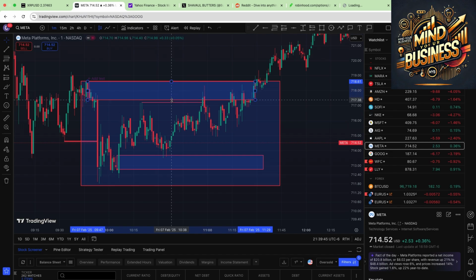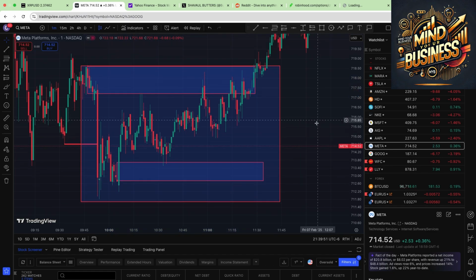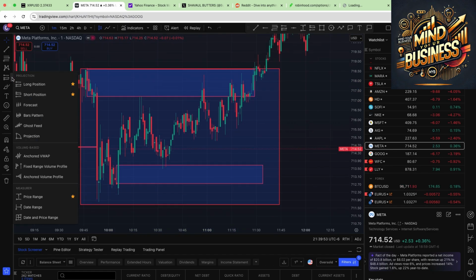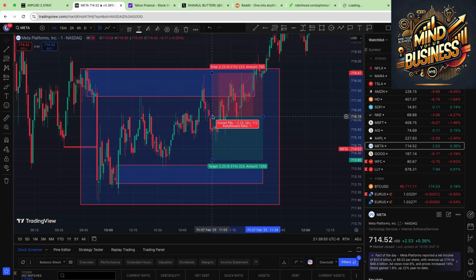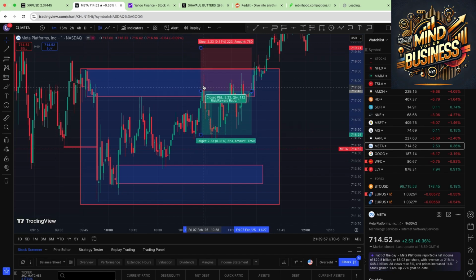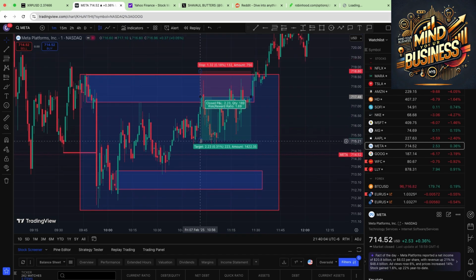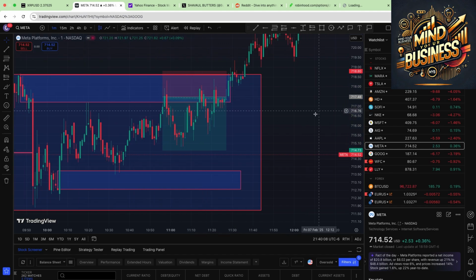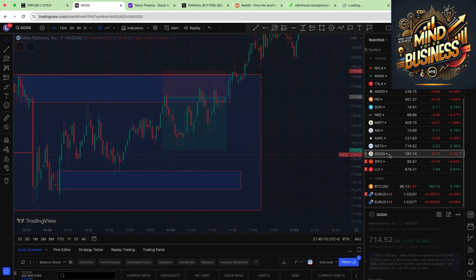Yep, this becomes the resistance, and you want to wait for the price to come back to this area right here. As a scalper, what you could do is put your short right here, and you get a quick scalp just like that. Can't even complain. Just ride it with a liquidity sweep. Simple as that. Then we move on to the next chart.